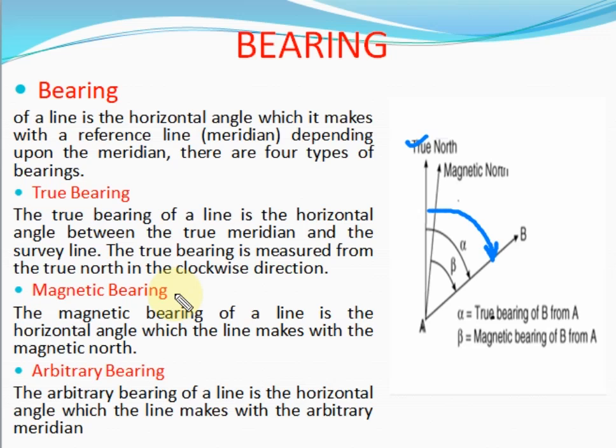So what is meant by magnetic bearing? When the needle is freely suspended, it shows the direction of north, and from this north to the survey line, the angle is called the magnetic bearing. So this is the magnetic bearing to the survey line.